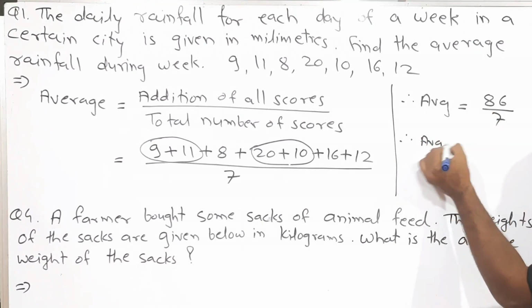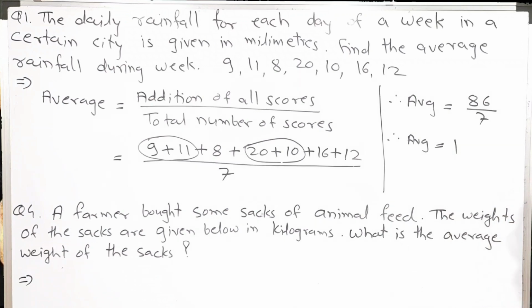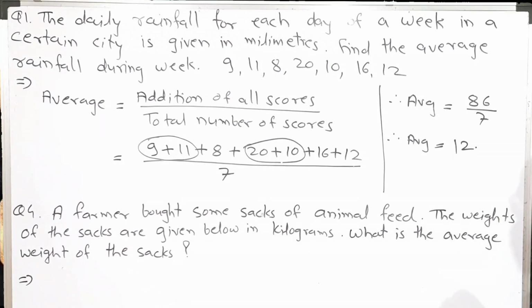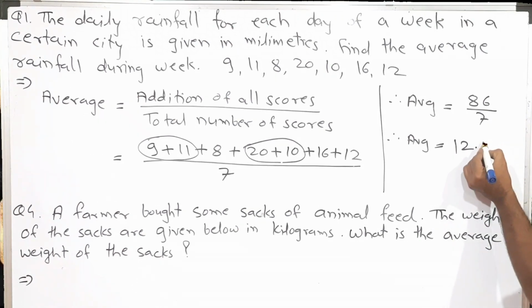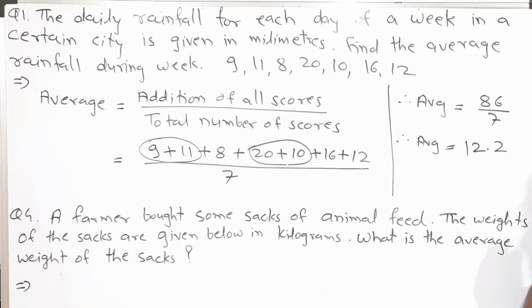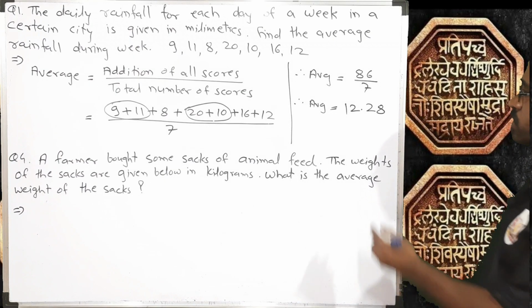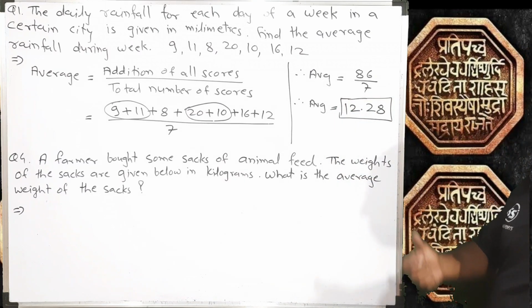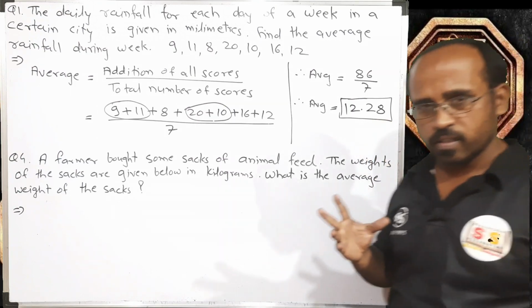Therefore average is equal to 86 divided by 7. 7 ones are 7, 8 minus 7 is 1, 6 on that makes 16, 7 twos are 14, 16 minus 14 is 2, numbers finished. So decimal point, 0 on the 2 makes 20, 7 twos are 14, 20 minus 14 is 6, 0 on it makes 60, 7 eights are 56. So 12.28. You can say average is equal to 12.28. Got it, students? Normally it's a convention to find the average till 2 decimal places.